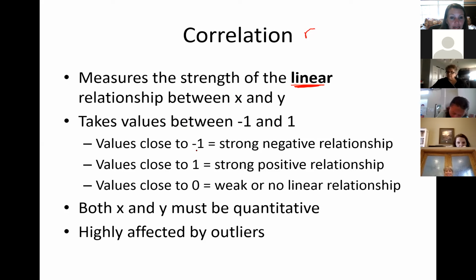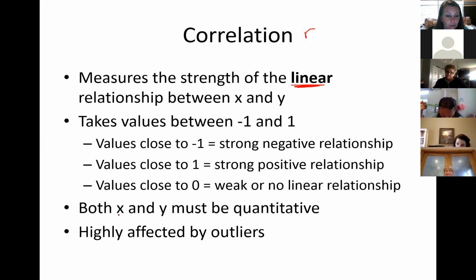Values that are close to -1 have a strong negative relationship. Values that are close to +1 have a strong positive relationship, and values that are close to 0 indicate weak or no linear relationship. If you think about the absolute value of r, then the closer you are to 1, the stronger it is. And the sign on r just indicates whether the relationship is positive or negative.